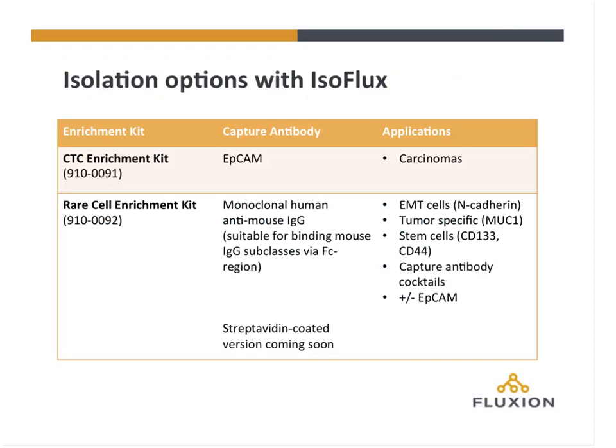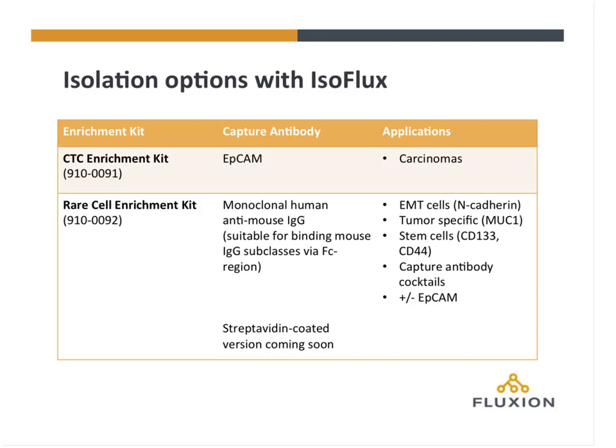So we currently have 2 enrichment kits that are available. Each of these kits comes with the microfluidic cartridges and the magnetic beads and all the other reagents necessary for cell isolation. The CTC enrichment kit, the first product listed here, has magnetic beads that are pre-functionalized with an anti-EpCAM antibody to recover tumor cells of epithelial origin. The rare cell enrichment kit comes with the same kind of bead, but it's functionalized with a pan-mouse IgG. And this can bind your own mouse antibodies for doing customized cell isolation.